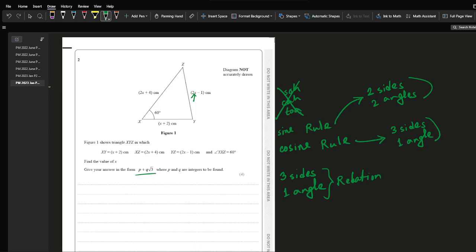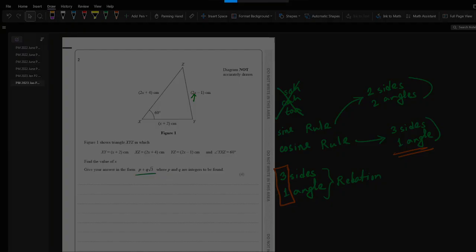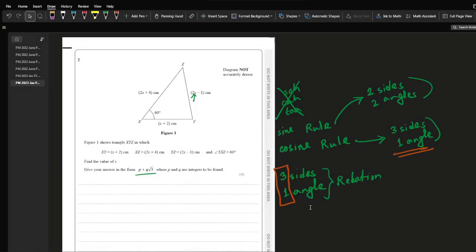Okay, now looking at this, we can see that we need to find a relationship between three sides and one angle, which is the case here. So that means we are going with cosine rule. Okay, let's start. Since the angle is given, it depends on how you use the formula, because you can write the formula in multiple ways. It depends on how comfortable you feel with it. I'm going to use the one given on the formula sheet, which is this.